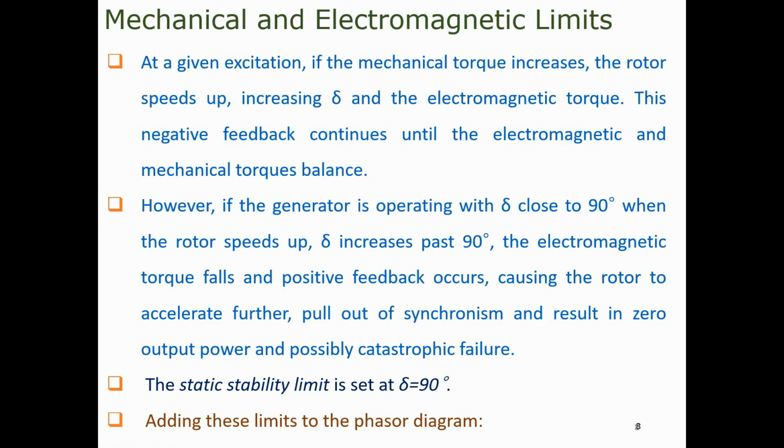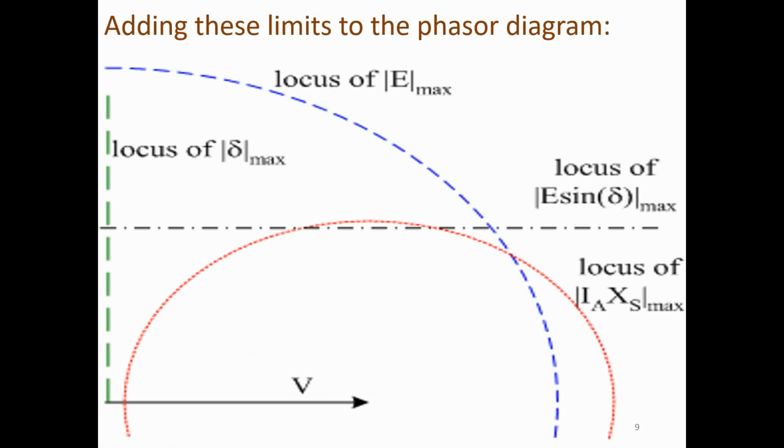The static stability limit is set at delta equal to 90 degrees. So adding this limit to the phasor diagram, that is the mechanical limit as well as the electromagnetic limit, which is here denoted by the black dotted line, the locus of E sin delta maximum, that is the prime mover limit, and the locus of delta maximum, that is the steady state limit or the electromagnetic limit, which is denoted by green color. So we will repeat once again.